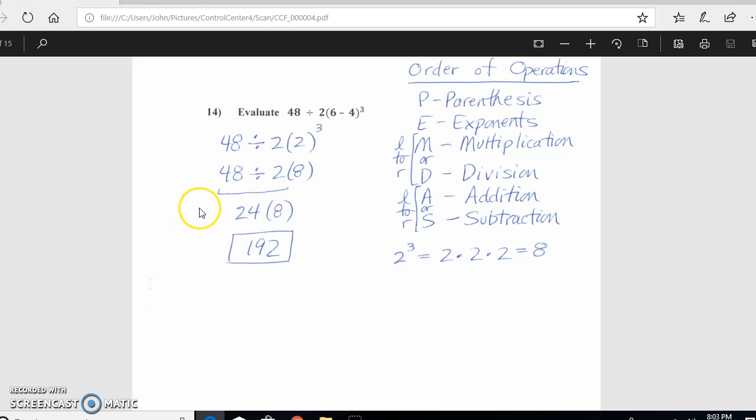A common mistake here is to do the 2 times the 8 first, and then divide 48 by the 16, which is 3, and you don't get the right answer. You have to do this division first as we move left to right, multiplication or division, whichever one we find first.